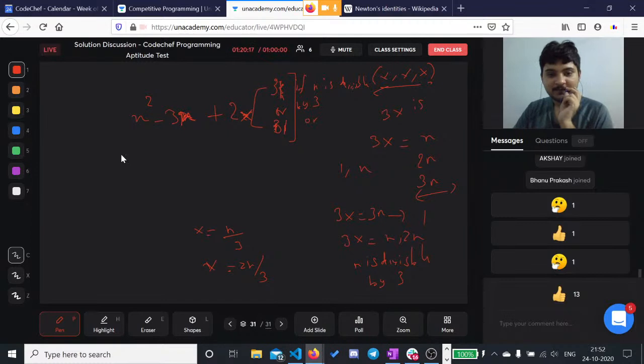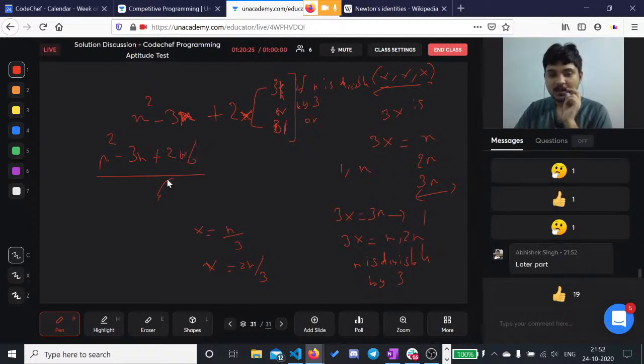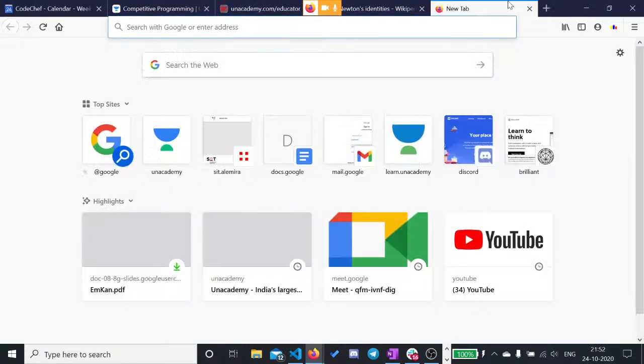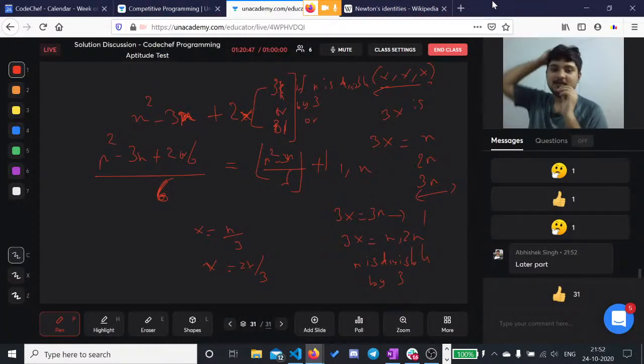Cool. Yeah, we have n squared minus 3n plus 2 over 6, and this is the answer. So this is equivalent to floor of (n squared minus 3n) by 6, plus 1. Okay, and there is also an OEIS for this, the online encyclopedia of number sequences. I'll ask you to refer to that as well.